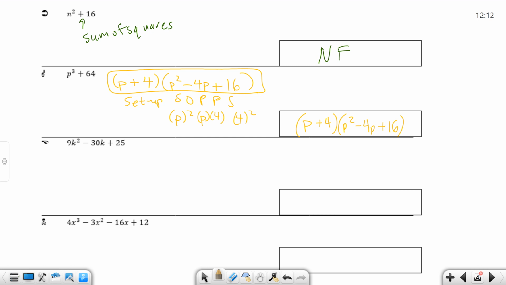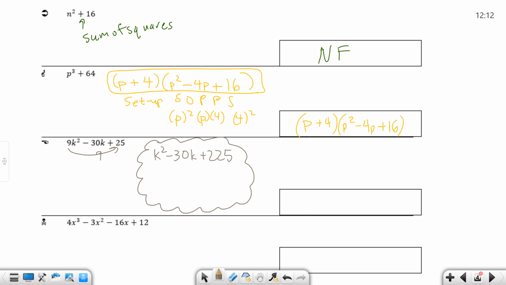How many terms is in the next one? Again, 3 terms. Is there a GCF? There's no GCF, and then there's a 9 in the front, which means this is now bottoms up, right? We're going to take the 9 times the 25. I'm going to come out here in my thought cloud. I'm going to have k squared minus 30k plus 225, right?